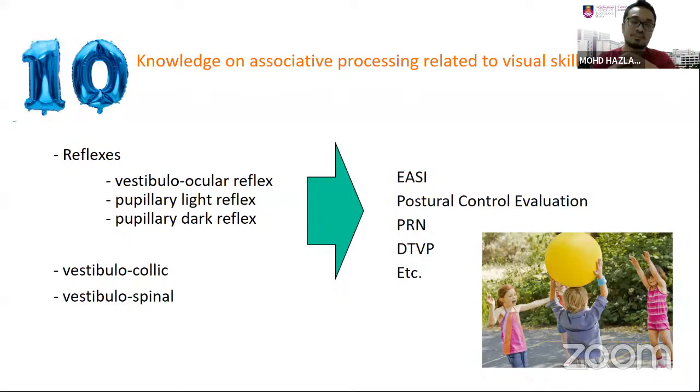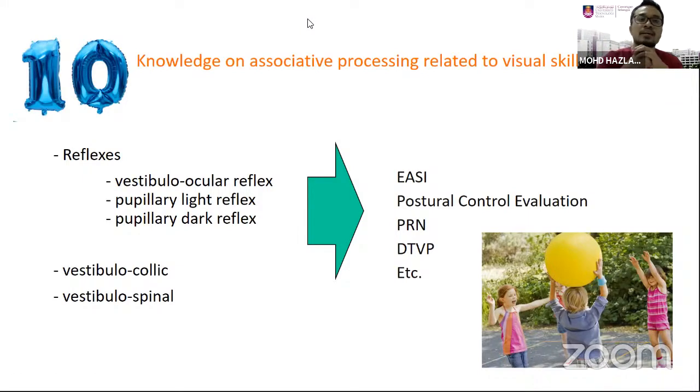Okay, number 10. We know that we assess the oculomotor control. There are assessments that look just at the oculomotor control, and there are assessments that assess visual perceptions, and then we go further. We go further to understand any kind of associative processing related to visual skills.